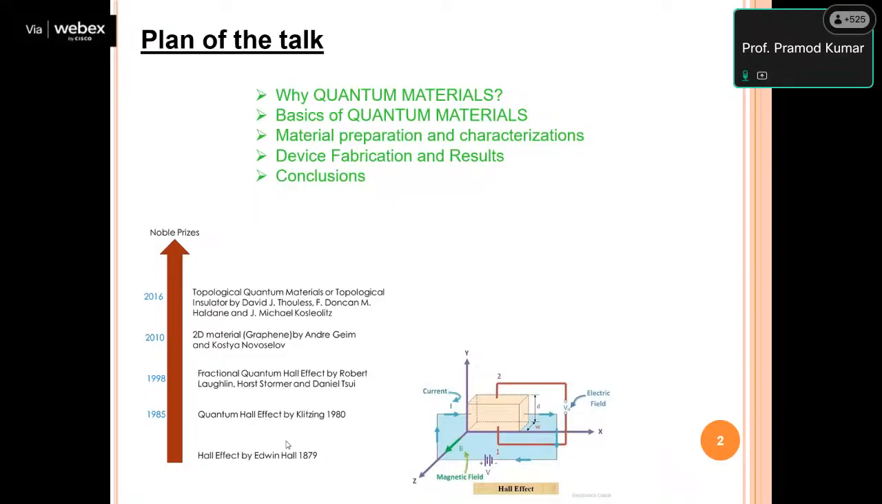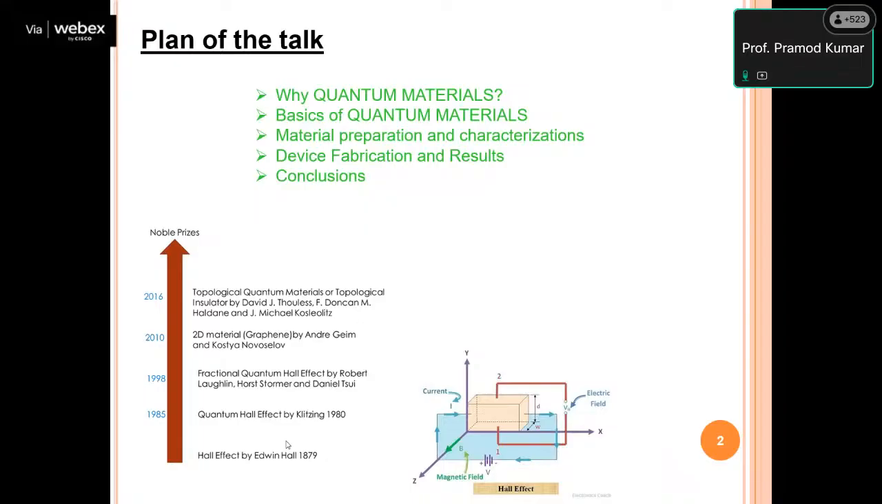Of course, after this discovery, people got another discovery, the fractional quantum Hall effect. Then these three scientists again got the Nobel Prize. Then came pure two-dimensional materials, because gallium arsenide, aluminum gallium arsenide is a man-made material. But graphene is a well-known two-dimensional material which exists in nature. Andre Geim and Novoselov got the Nobel Prize for it in 2010.